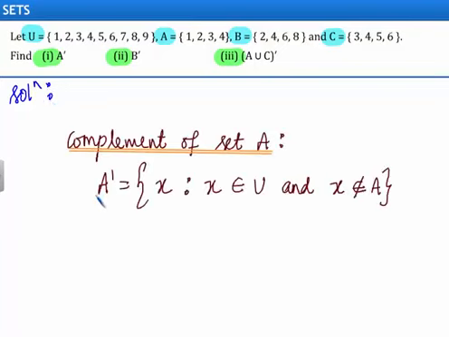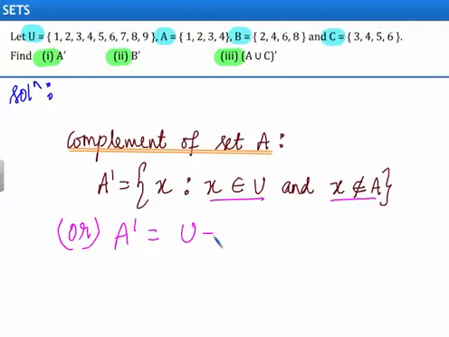Let us recall the definition of complement of the set A. Complement of the set A is denoted by A complement. This will be equal to set of all x such that x belongs to the universal set and x does not belong to the set A. Or we can say A complement is equal to U minus A.